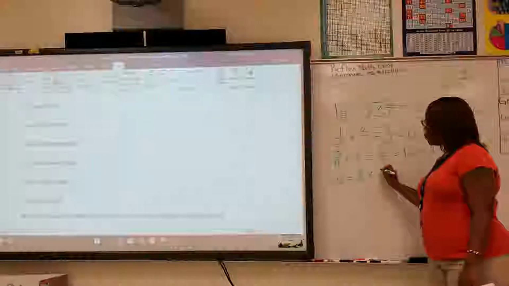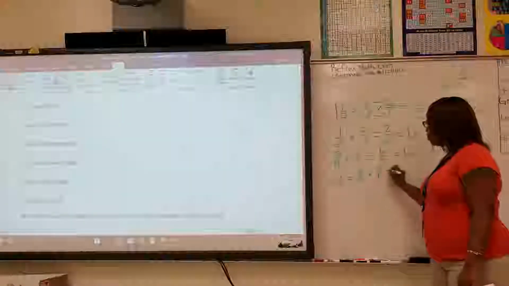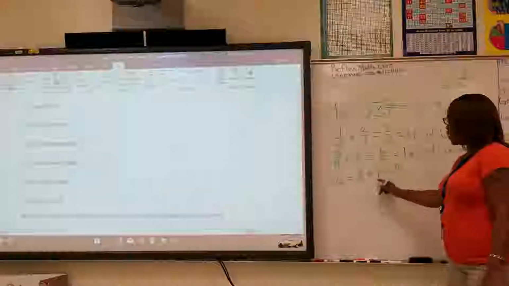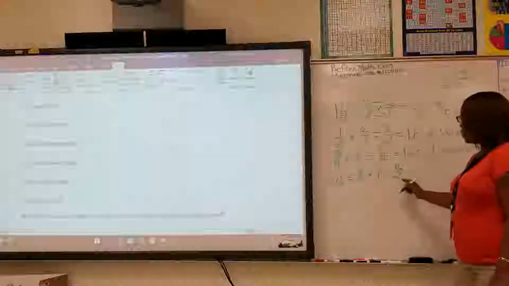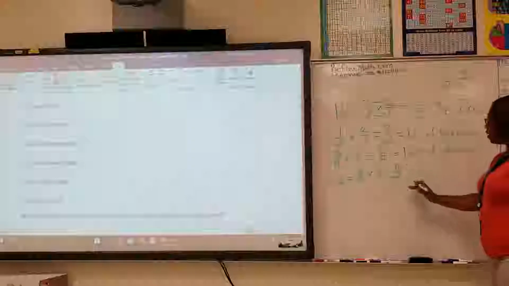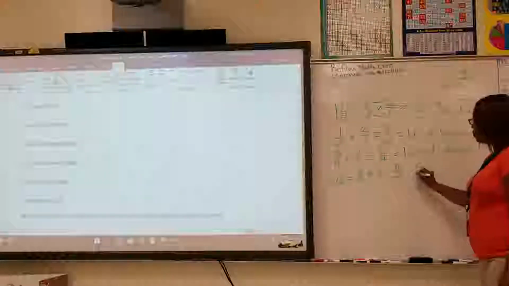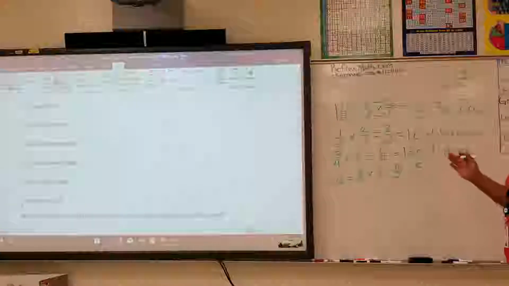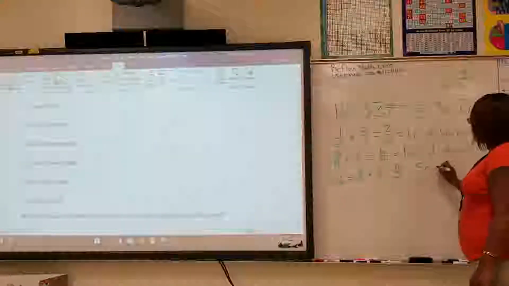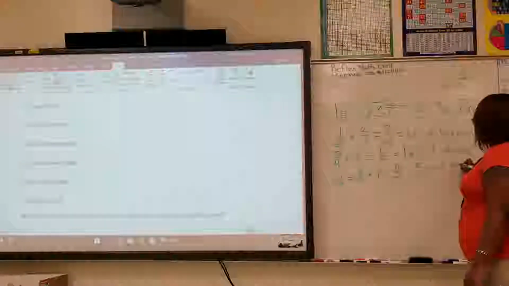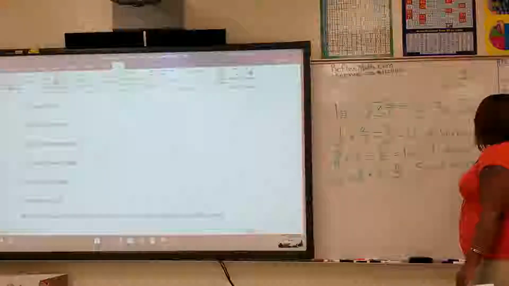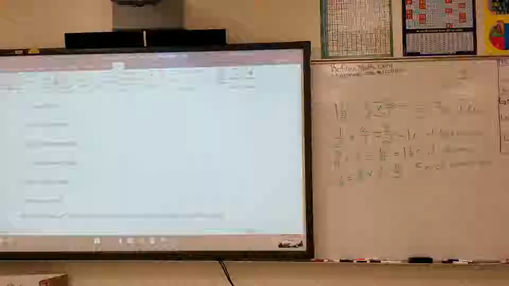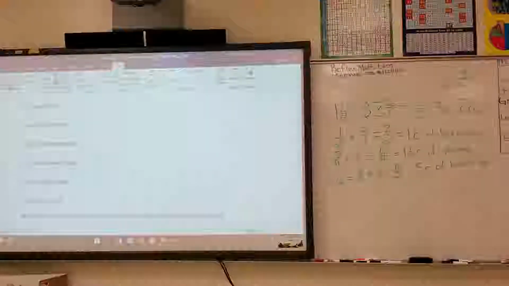So we're going to double the recipe, 2 over 1. 5 times 2 is 10, 2 times 1 is 2. When we divide 10 divided by 2, we get 5. So now we have 5 cups of brown sugar. Okay? Now we're going to move on to 5/8 cup of white sugar.